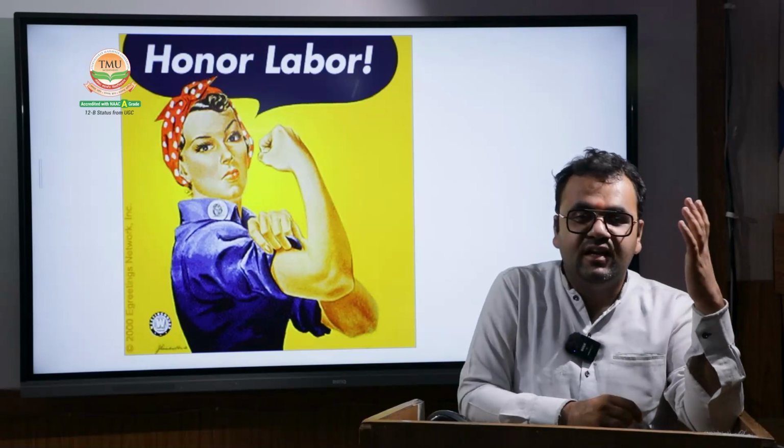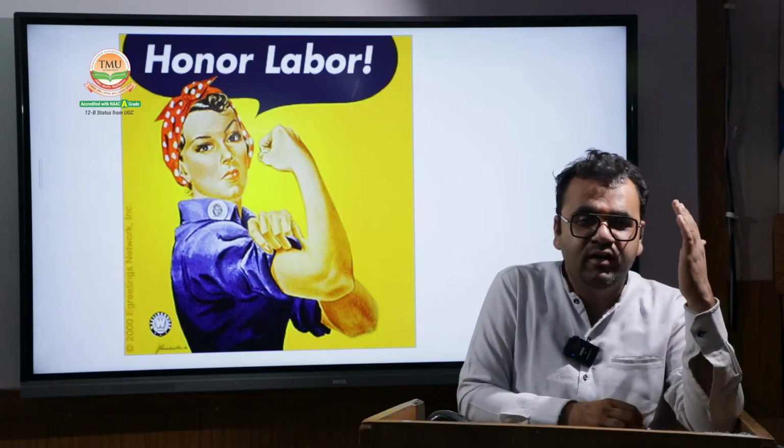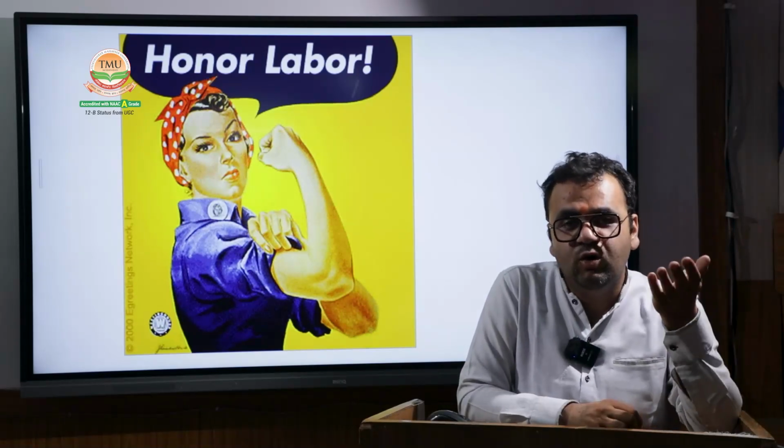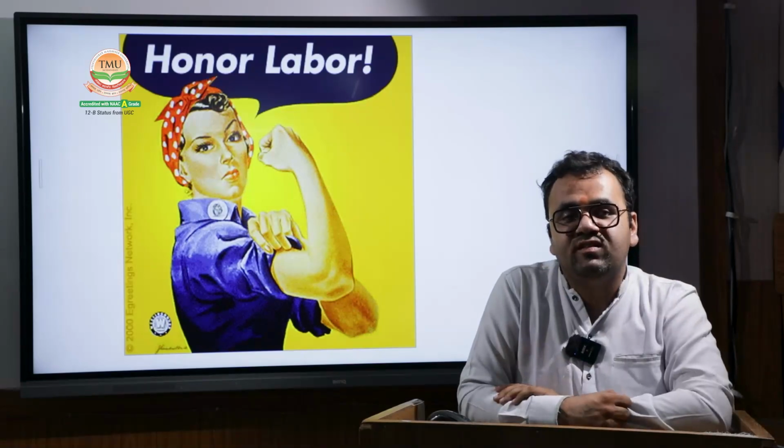He should know what he has to produce. He should know how he has to produce. He should know for whom he has to produce. Clear?